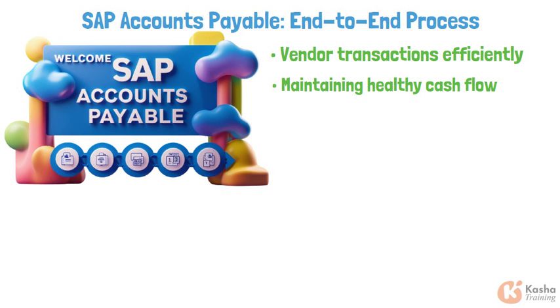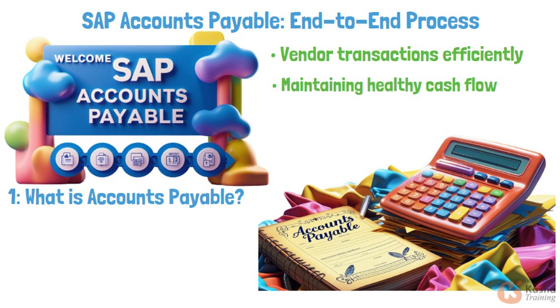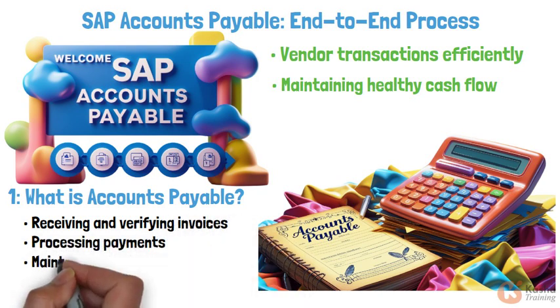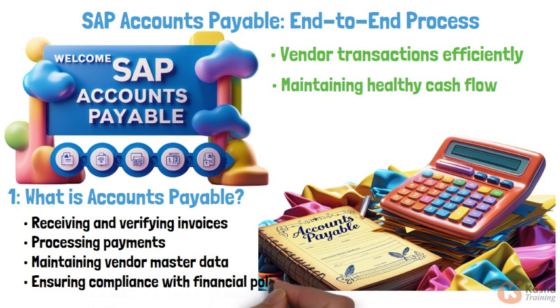Let's get started. 1. What is Accounts Payable? Accounts Payable, or AP, refers to the amount of money a business owes to its suppliers for goods and services received. It is a critical component of financial management, ensuring that payments are made on time while maintaining good vendor relationships. The main functions of the accounts payable process include receiving and verifying invoices, processing payments, maintaining vendor master data, ensuring compliance with financial policies.